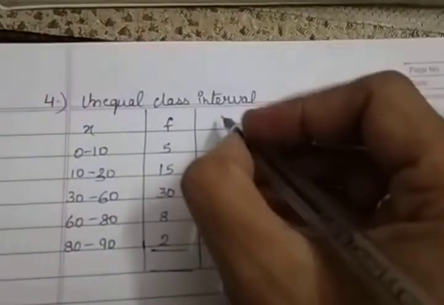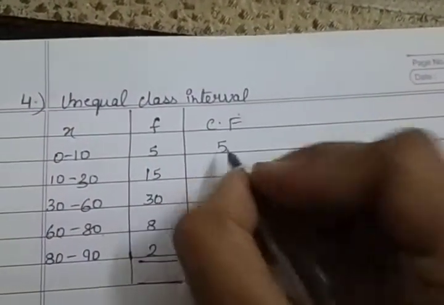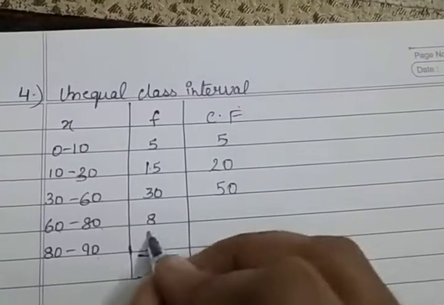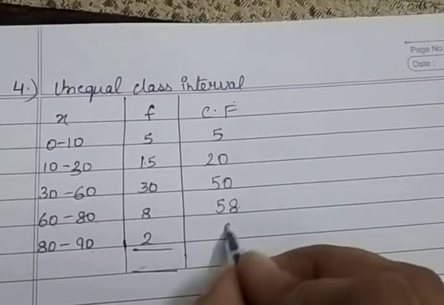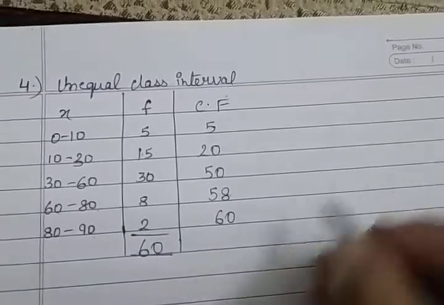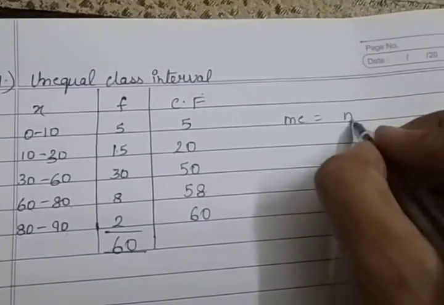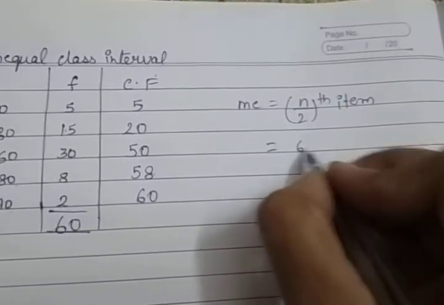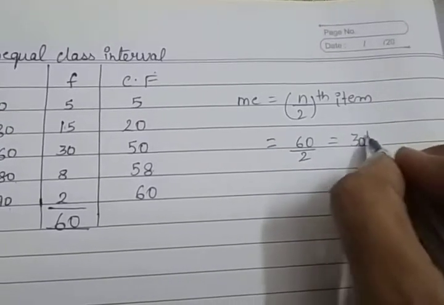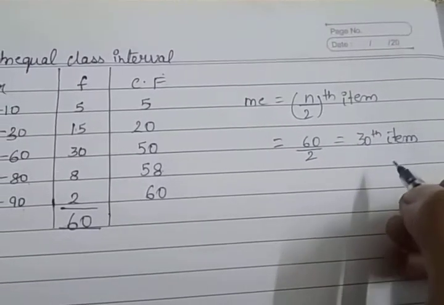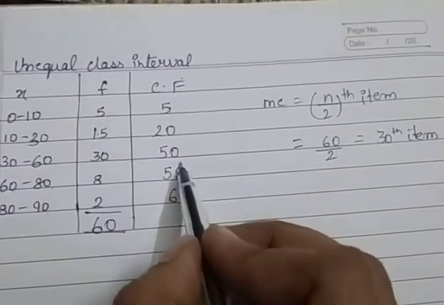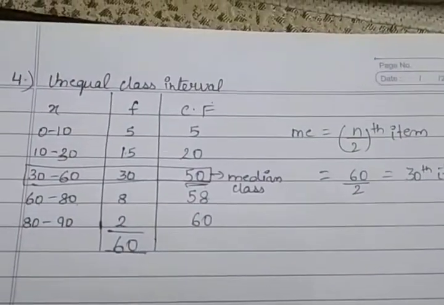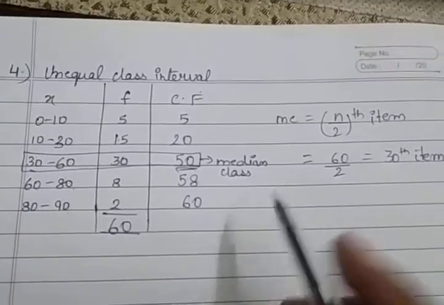So your first step is CF. So 5 plus 15, 20, 20 plus 30, 50, 50 plus 8, 58, and 58 plus 2, 60. And this one is also your 60. So now your median is n upon 2 item. So n is 60, 60 upon 2, that means 30th item. Now this 30th item we have to find out in the CF, either equal or greater. So 50 is the greater. So this one is your median class.